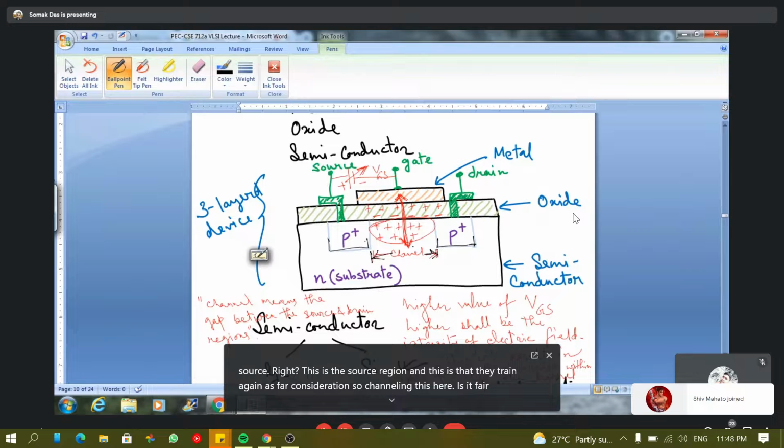Is it clear up to this? Students, tell me. Is it clear up to this?